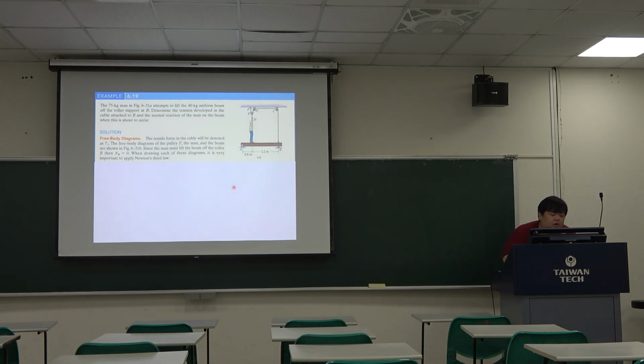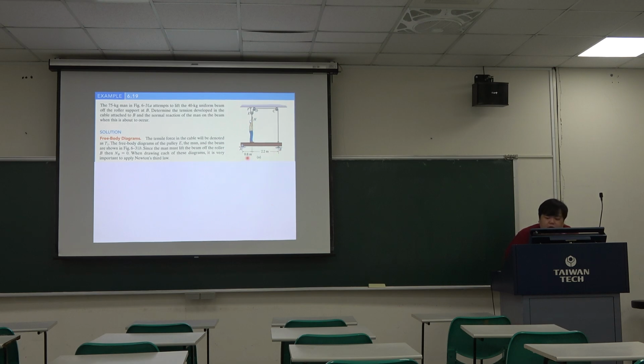Next example: the 75 kilogram man in this figure attempts to lift the 40 kilogram uniform beam off the roller support at point B. Determine the tension developed in the cable attached to point B, and the normal reaction of the man on the beam when the beam is about to be lifted.